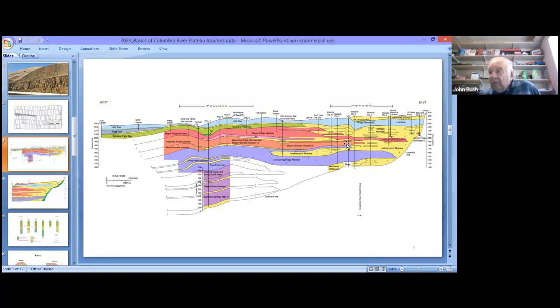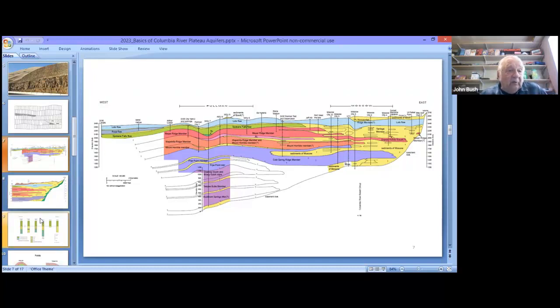You can either leave them open hole, or you can put a cheap screen, or you can put slots in your casing and get the water out of the basalt easier. So that has led us over the years to believe that our aquifer system is a basalt system, and it is not. It is a basalt sediment system.